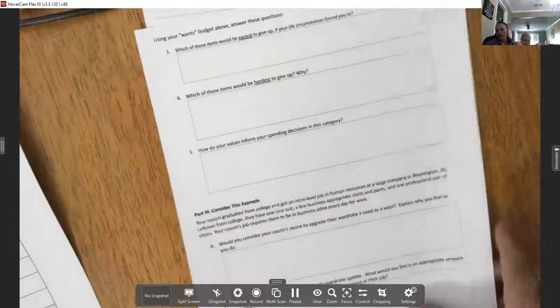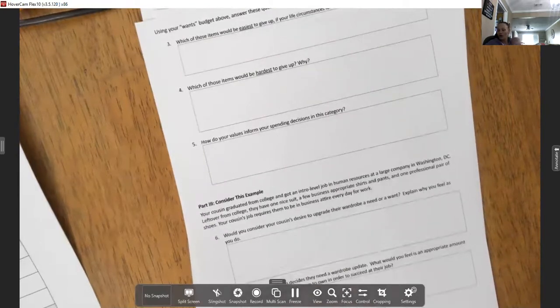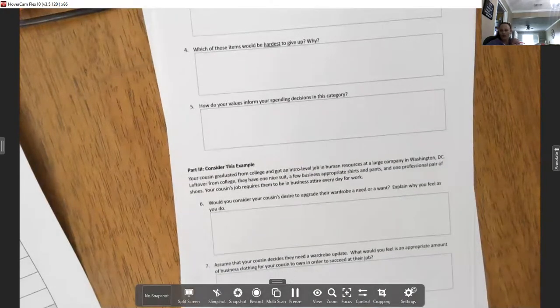And then the last 3 questions are this scenario. Your cousin graduated from college, got an entry-level job in human resources at a large company in DC. From college, they have 1 suit, shirts and pants, 1 professional pair of shoes. They have to be in business attire every day. So would you consider your cousin's desire to upgrade their wardrobe a need or a want? Well, that's up to you. You could say either way, but you need to explain that.